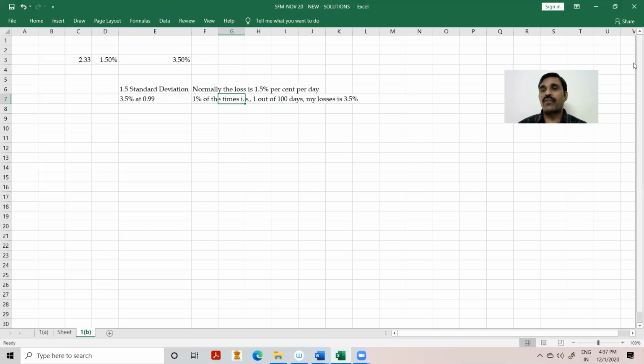Normally my loss is 1.5% per day. Am I getting more than 1.5%? Yes, you are getting more than 1.5%. You are getting 3.5% loss. How many days? 1 out of 100 days.